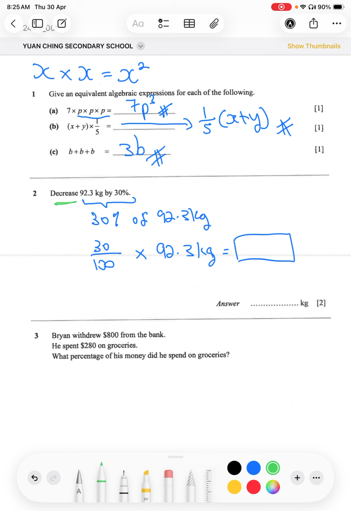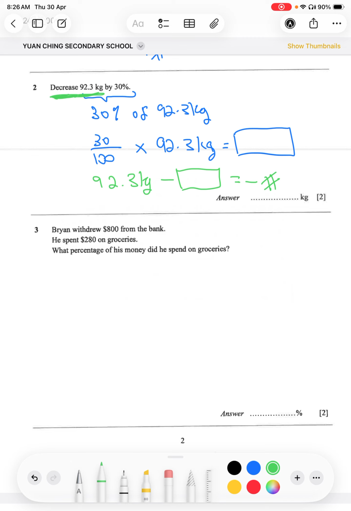The next part is decrease 92.3 kg by this amount. So you take 92.3 kg minus this answer and you get the final answer. Okay, for this, but give it a try.